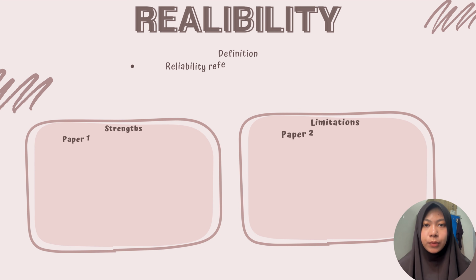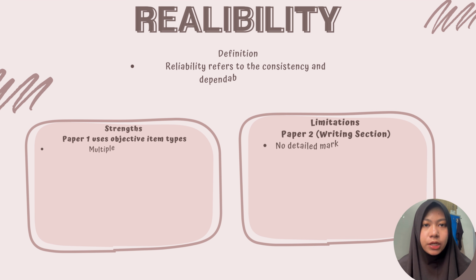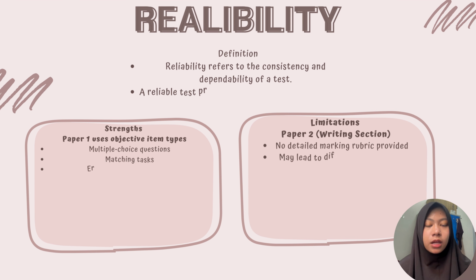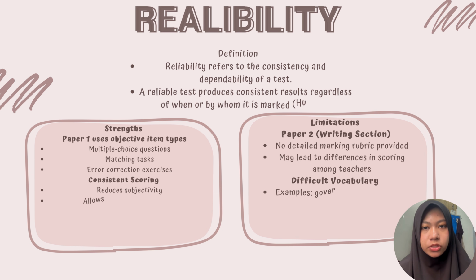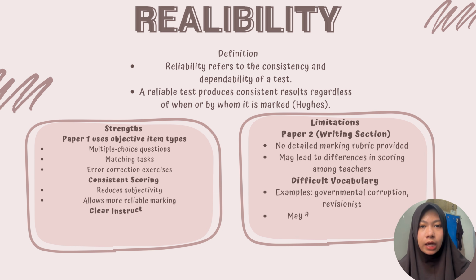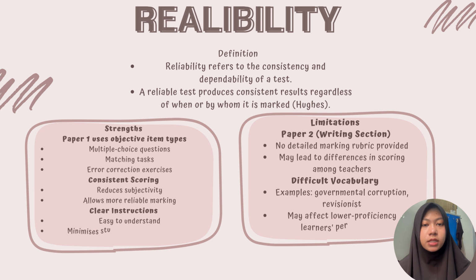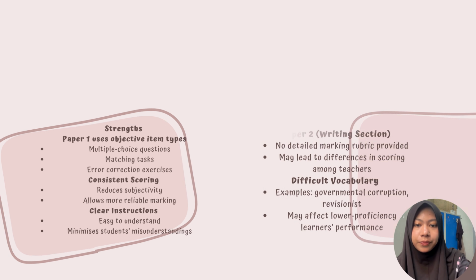Next, I will discuss reliability. Reliability refers to the consistency of a test. Paper 1 demonstrates good reliability because it uses objective item types such as multiple choice, matching, and error correction tasks, which allow more consistent scoring. The clear instructions also help reduce misunderstandings. However, the writing section may reduce reliability because no detailed marking rubric is provided. Some vocabulary items may also be difficult for lower proficiency learners. Overall, the assessment demonstrates moderate reliability.